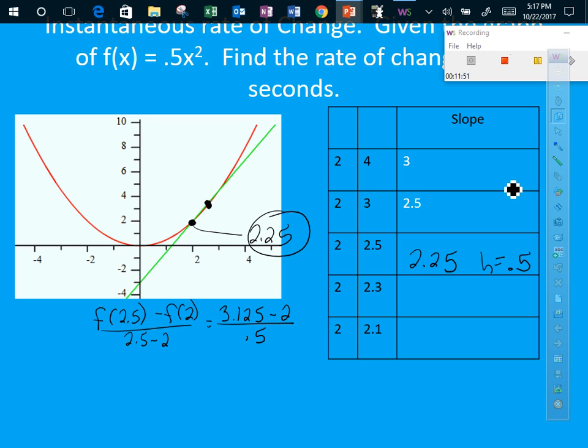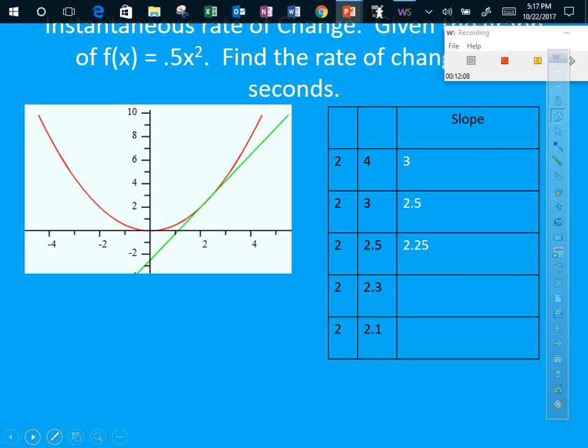So notice what I'm trying to do to the h values, guys. First it was 2, then it was 1, now it's 0.5. Now I'm going to ask you to bring the dot in a little bit closer. I'm going to ask your h value to be 0.3. So on my next slide, we'll do that. I'm going to pick the pace up on this one.